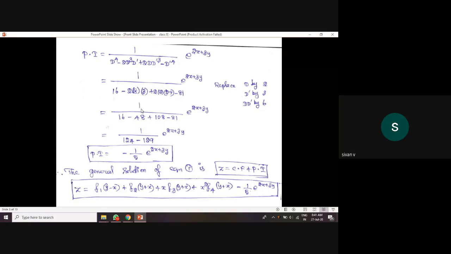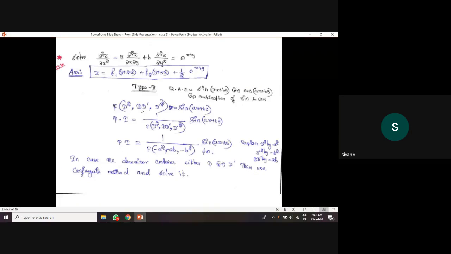Okay, we'll move to the next problem. Next, right hand side of the form trigonometrical sin ax plus by or cos ax plus by, or a combination of sin and cos. The left hand side function is the same way, D square, D D dash and D dash square. Right hand side, sin of ax plus by or cos of ax plus by.